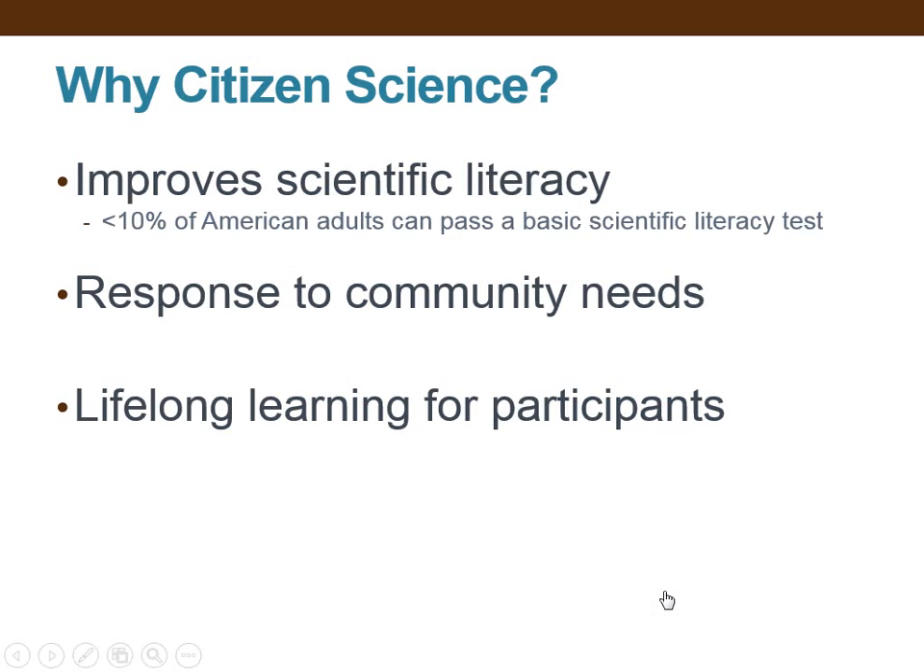Citizen science projects also allow us to respond to community needs. So, for example, I already mentioned invasive species monitoring, but many citizen science projects actually emerge from the communities in which people live, where a problem is noted, and the community will go to a scientist and say, hey, can you help us figure this out? In those cases, you often have a really high level of engagement.